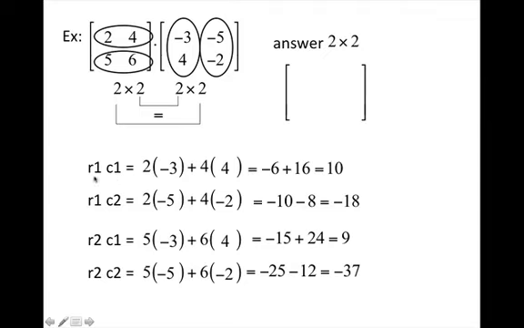The 10 is going to go in row 1, column 1. The negative 18 is going to go in row 1, column 2. The 9 is going to go in row 2, column 1. And the negative 37 is going to go in row 2, column 2.